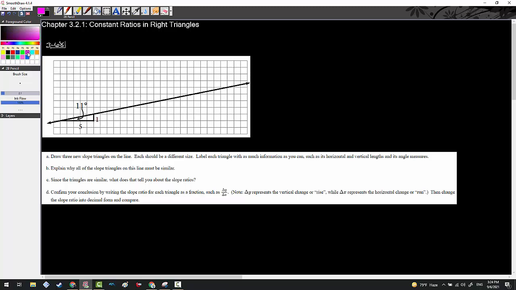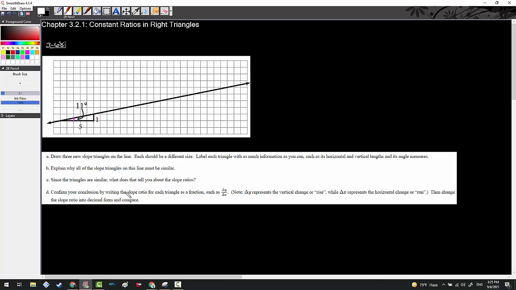So when they talk about 11 degrees, they're talking about this angle here that I'm highlighting in purple right here. And they're telling me that that's 11 degrees wide. And so what we're going to learn today is how these angle measures are affected by their slope. And so in part A, they're asking us to draw 3 new slope triangles on the line.